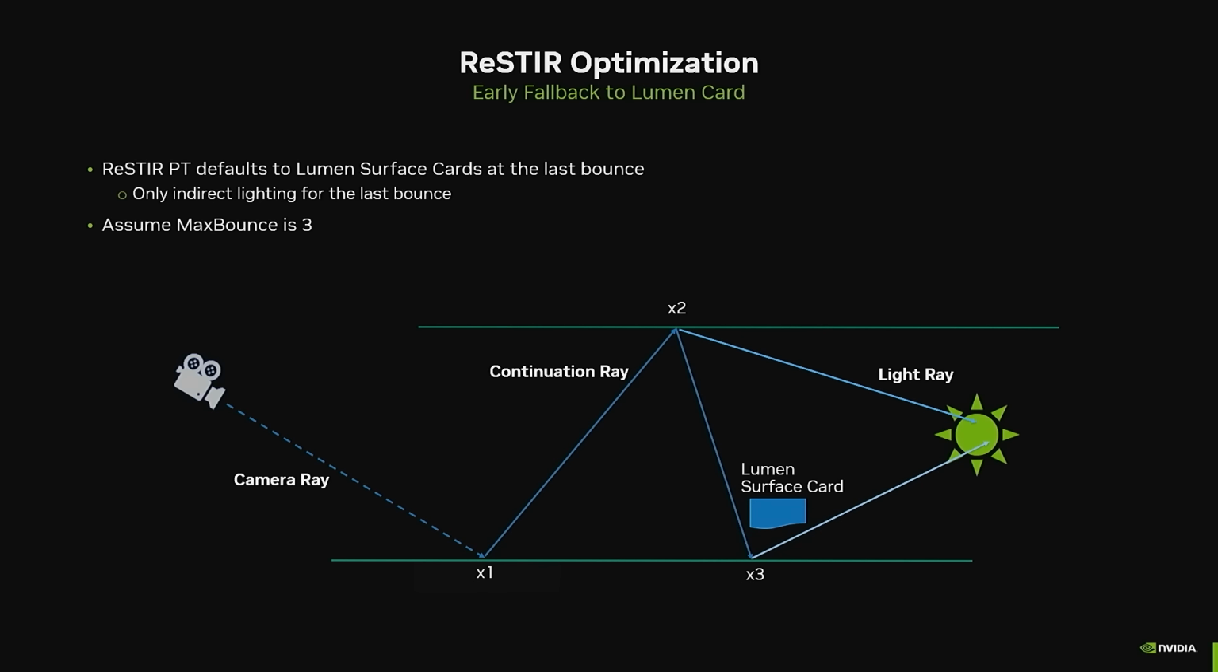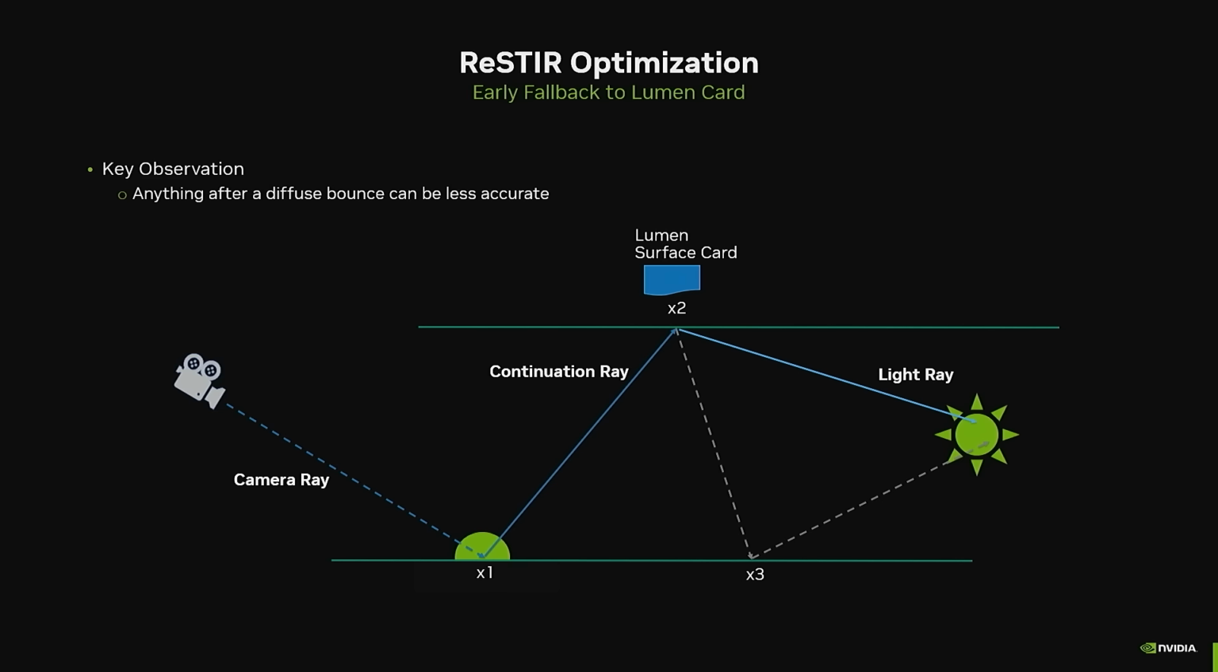Last year, we mentioned we load the Lumen surface card data for indirect lighting for the last bounce. And this is to avoid some darkening bias if the contribution of longer bounces is totally ignored. Here, Lumen surface card is just a form of irradiance cache. In some other engine, it could be something else.